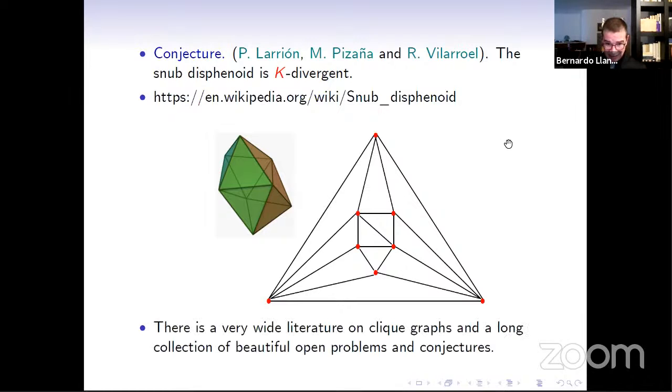But in general, I summarize this clique graph topic by saying that there is a very wide literature on clique graphs. It's a long list of papers, books, surveys, and of course a long collection of beautiful open problems and conjectures, which can be very, very hard. There are a lot of unsolved, interesting, beautiful, easily posed problems like this one.